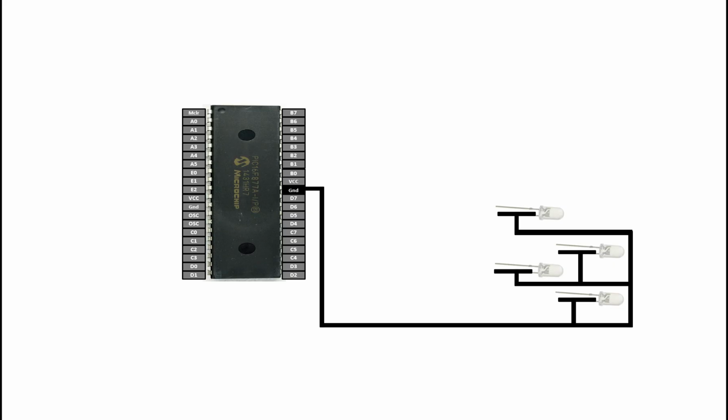Now for the longer pin, do not connect them directly to any available digital input output pin of your PIC. Use a resistor. You have 4 LEDs, so 1 resistor for each LED. In total we are going to need 4 resistors. Now this resistor is also called a safety resistor. It will limit the current going to the LED, and it will also make sure that your LED does not get burned.